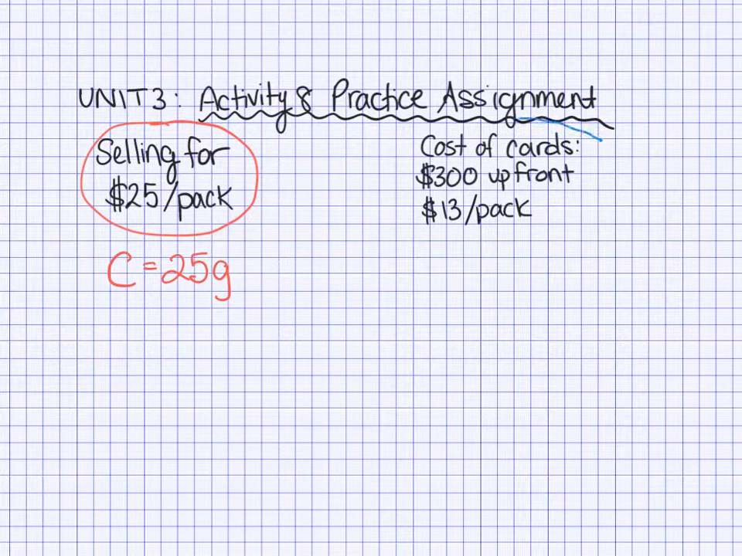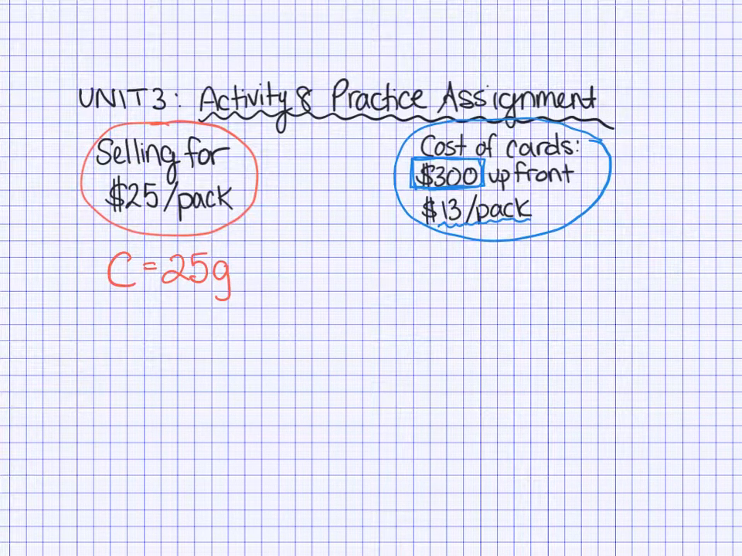Next one is our costs for our school. So it looks like we have to pay $300 up front, but then only $13 per pack of cards. So we're definitely going to make a profit, because we're selling them for more than $13, but this $300 upfront fee that this company is charging us, we have to make that amount back up, since that's an amount that we'll have to pay.